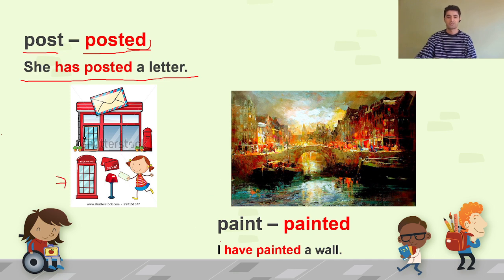Now, the next example, here the verb is paint, and paint becomes painted in the present perfect tense. And the example sentence is I, and we use the auxiliary verb have after I, and painted is the main verb. I have painted a wall. So this is the wall I have painted. Now, let's move on.